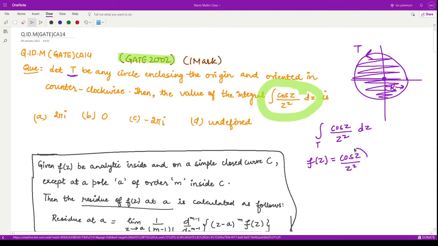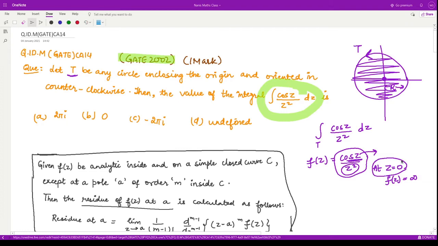Firstly, the function f(z) defined by cos z divided by z square: is it infinity at any point? Cos z is not infinity at any point, it is a bounded function, so this causes no problem. The problem is by virtue of the z square present in the denominator. This denominator becomes 0 at the point z equal to 0. Therefore the overall function f(z) becomes infinity at z equal to 0, so this creates a problem.